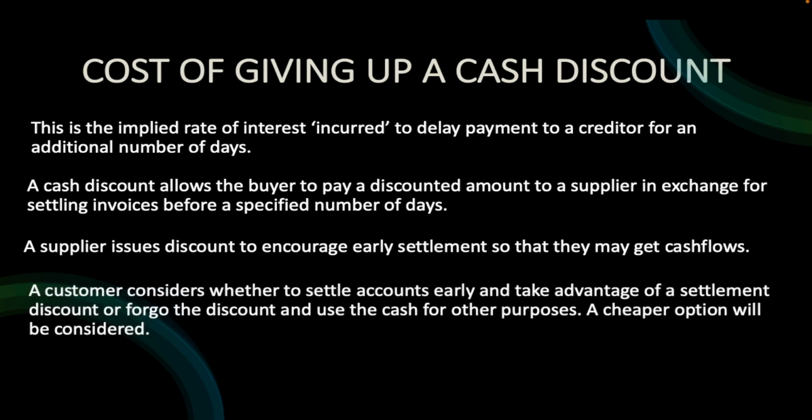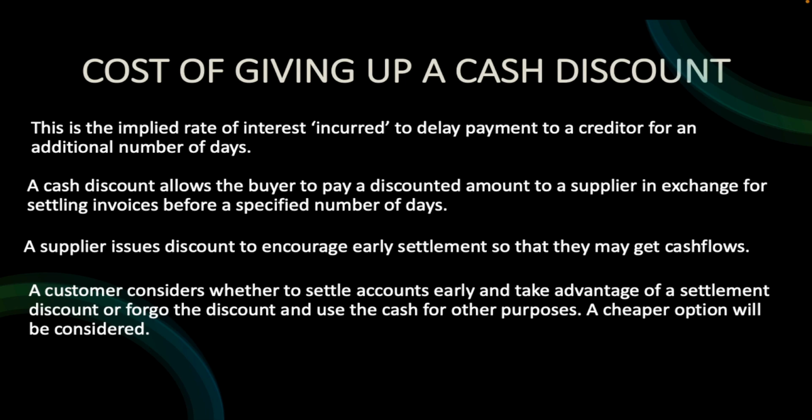A customer considers whether to settle accounts early and take advantage of a settlement discount, or forgo the discount and use the cash for other purposes. A cheaper option will be considered, as I've just explained. All right. So if I want to use this money and the supplier wants me to pay them within 10 days, I'm considering which one will give me the better value for my money. So if the cost of giving up the cash discount is quite high compared to all my other options, then I'll just use the money to pay the cash discount. But if the cost of giving up the cash discount is lower than my other costs, then obviously I will forgo paying the supplier early and use my money for whatever the cheaper option is. Okay, so we'll see how this looks practically with an example.